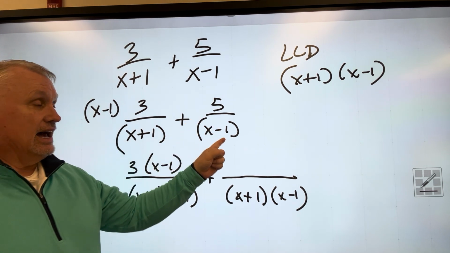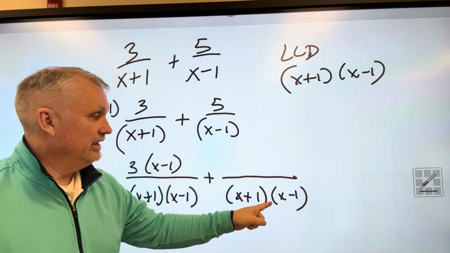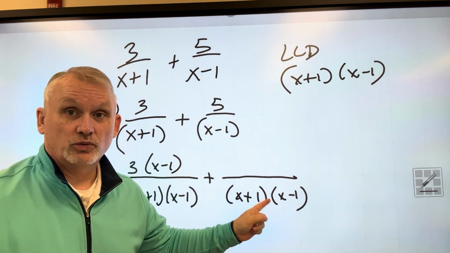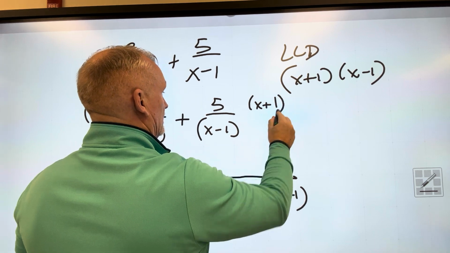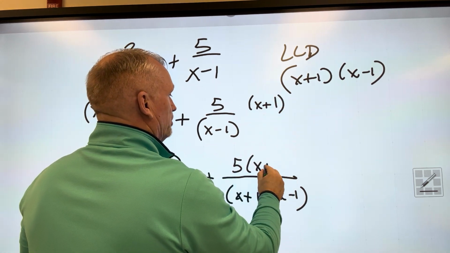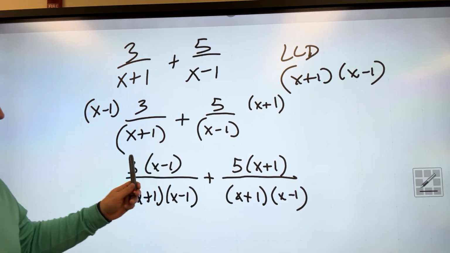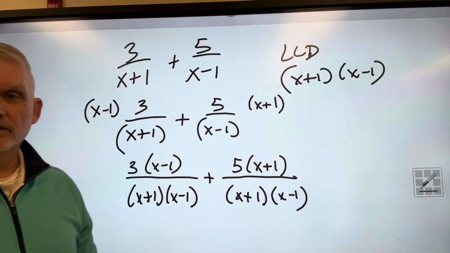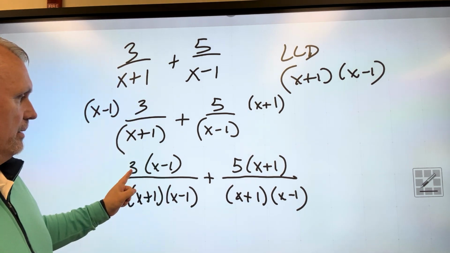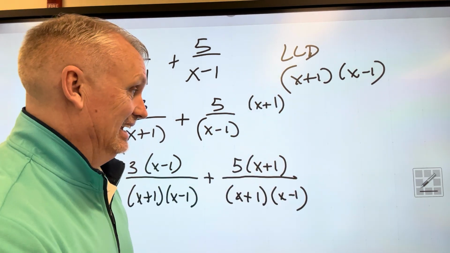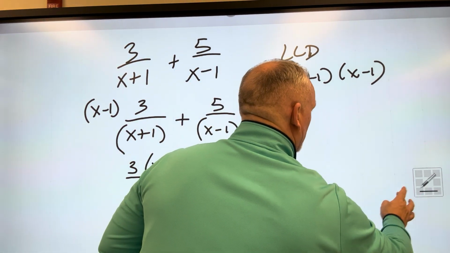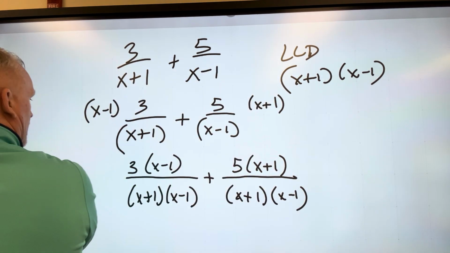Well, what about this guy? How do I get from here to here? You already have the x minus 1, but you need the x plus 1. 5 times x plus 1. Now notice what I've done. I put the number in front of the parentheses. Now there's a reason for that. I put the number in front. Now I can combine things. Now the best thing is I can combine these things over here.